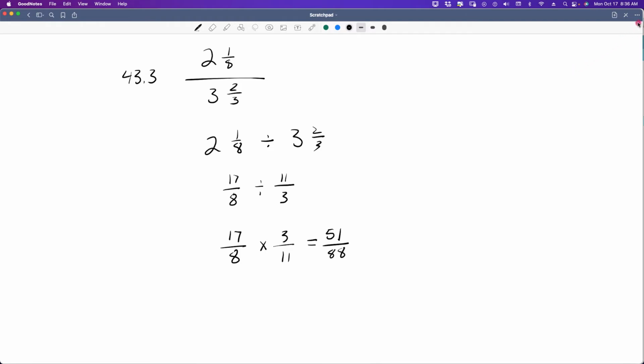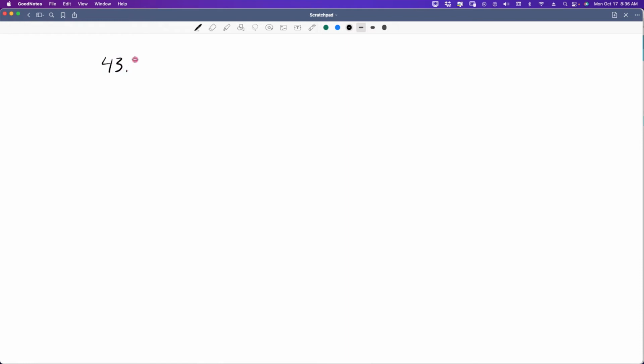So let's do 43.4. We have 4 1/8 divided by 2 1/5 times 3 1/4 divided by 5 1/2. Oh, Miss Tracy, this is too much. I cannot handle this. I can't divide and multiply and all that other stuff. Yes, you can. You'll be fine. Just take it one step at a time.